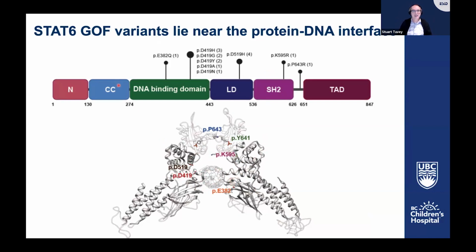And when we look at it in the linear structure, we see that the variants are particularly concentrated in the DNA binding domain, and particularly there's a remarkable hotspot here at amino acid position 419, where we're seeing recurrent genetic changes here, but we also see other changes throughout the structure.